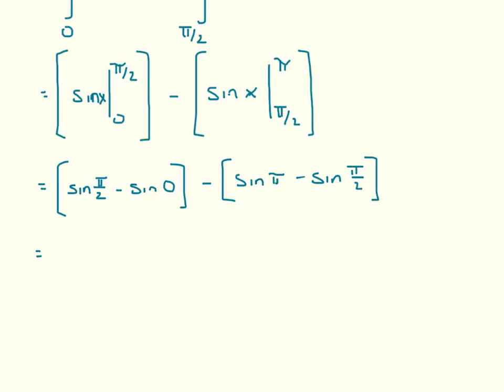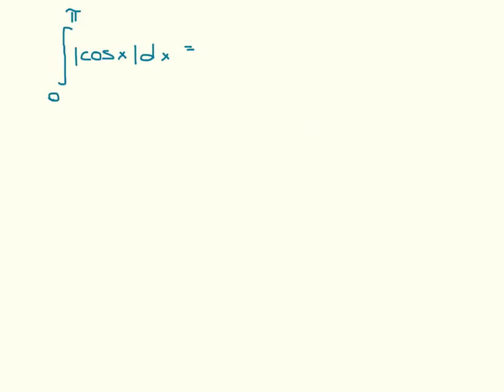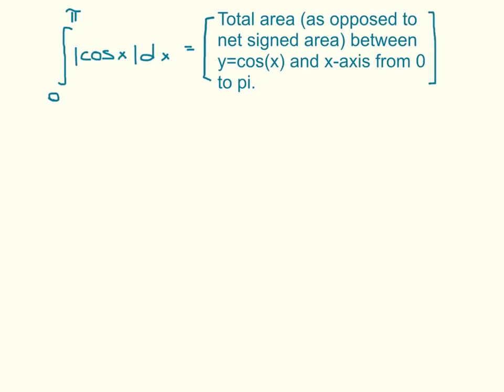So what does that give us? Sine of pi over 2 is 1. Sine of 0 is 0. So we have 1 minus 0. Sine of pi is 0. Sine of pi over 2 is 1. So we get 1 minus negative 1, which is 2. To quickly reiterate the point that I made a moment ago, evaluating the definite integral from 0 to pi of absolute value of cosine of x is the same as finding the total area as opposed to the net signed area between y equals cosine of x and the x-axis from 0 to pi.